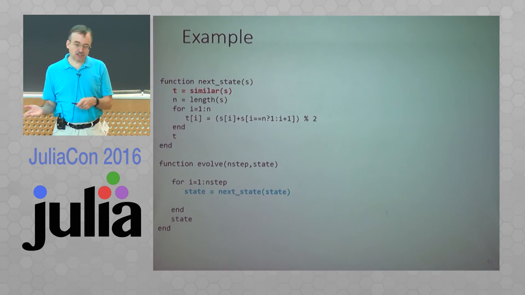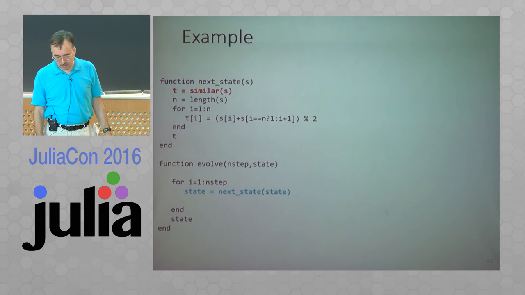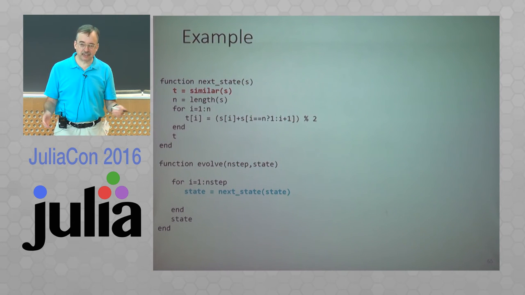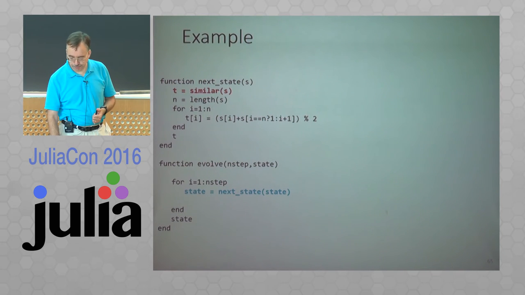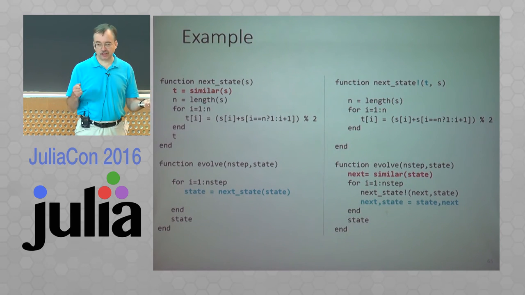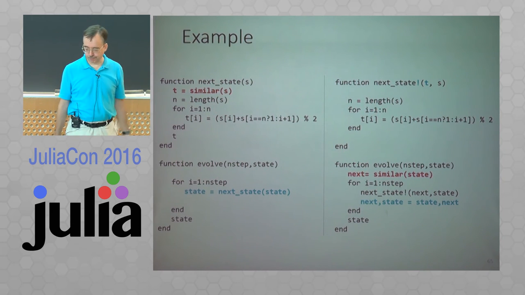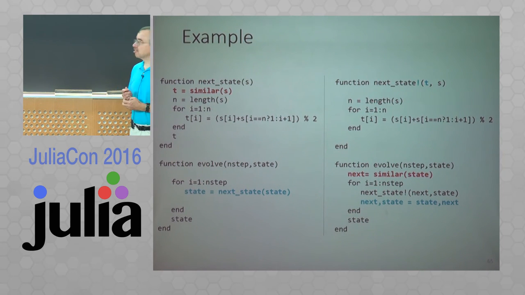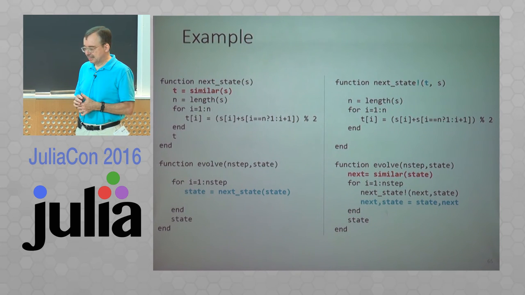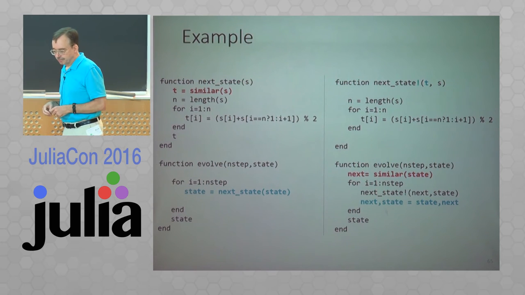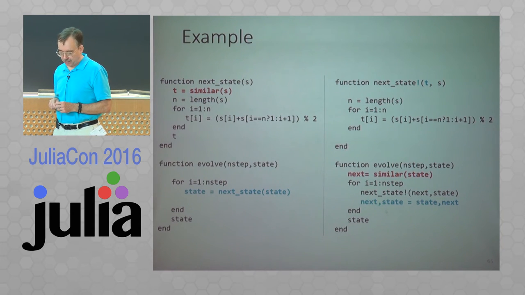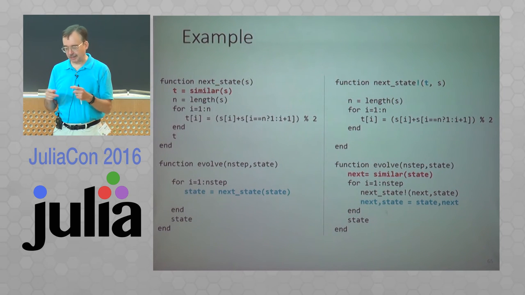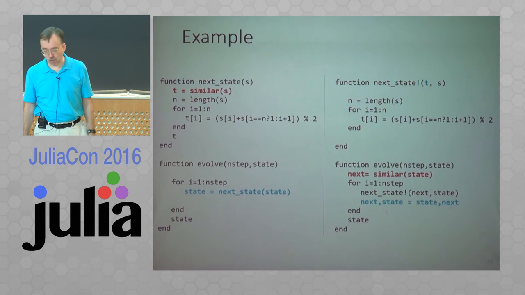Now, next state takes in a state and kicks out a state. It looks fine, only the trouble is that each call to next state is allocating a new array, that array T, and throwing out the old array. I can do much better if I hang on to both, keep two arrays around, use one for the old state and one for the new state, and then swap them. The code on the right does this. Instead of creating an array internally and returning it, it takes two arrays as arguments, one where the data is coming from and one where the new data is going to go, and now I just destructively update it. In my function evolve, I'm careful to allocate two arrays and then feed them in. One is the old state, one is the new state, and then I swap them.